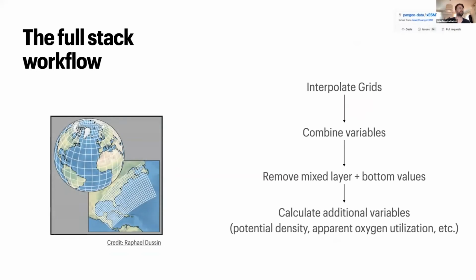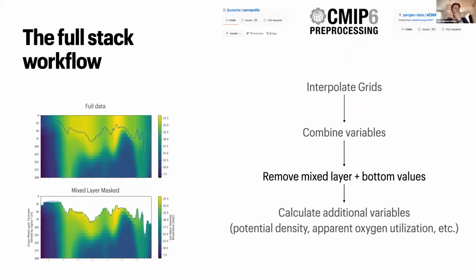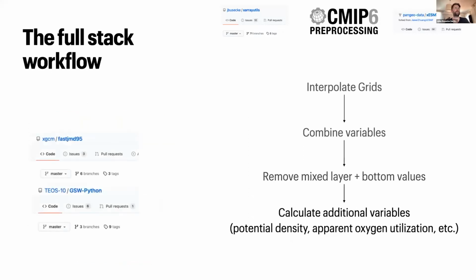One other big thing is that, especially for biogeochemical variables, they're often given on a coarser grid in the CMIP output. So I opted to interpolate them back onto the native grid. This is done with xESMF and actually worked pretty well. I was then able to combine variables and do other steps that relied on several variables. That was removing the mixed layer and then calculating some additional variables, like the potential density that we need to actually transform into density space, and apparent oxygen utilization, etc.